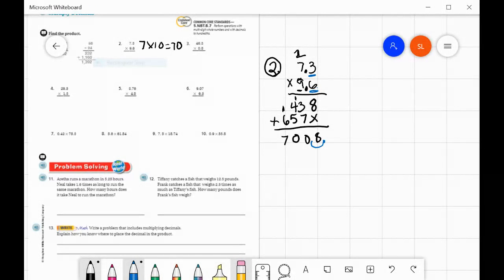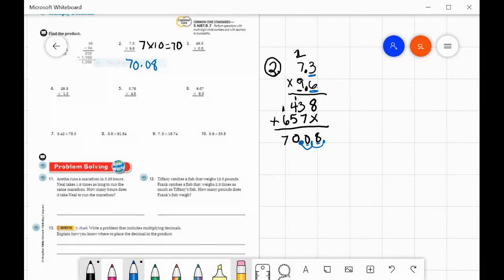So 1 place, 2 places. And then to double check our work, we see that there's 1, 2 digits behind the decimal, just like in the 2 problems above. So our answer is 70.08. All right. So we have done that problem together.